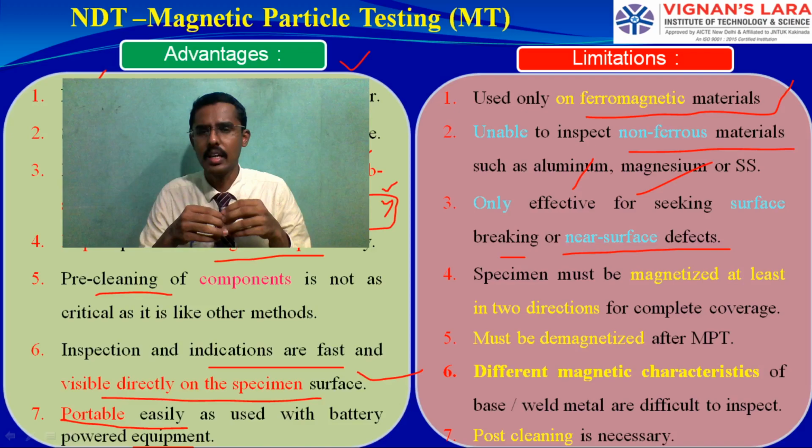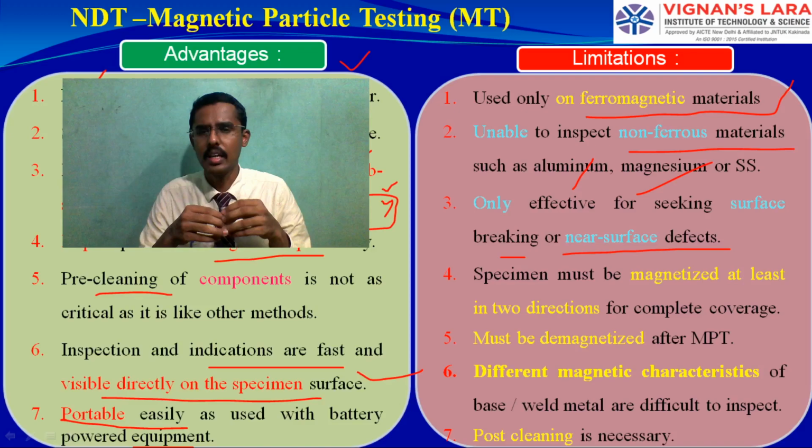Applications. Magnetic particle inspections are generally used in the industry for inspection of stainless steels, maybe in the automobiles, maybe in the petrochemicals, maybe in the power generation, maybe in the aerospace industries, maybe in underwater inspections in the area of offshore structures and underwater pipelines.